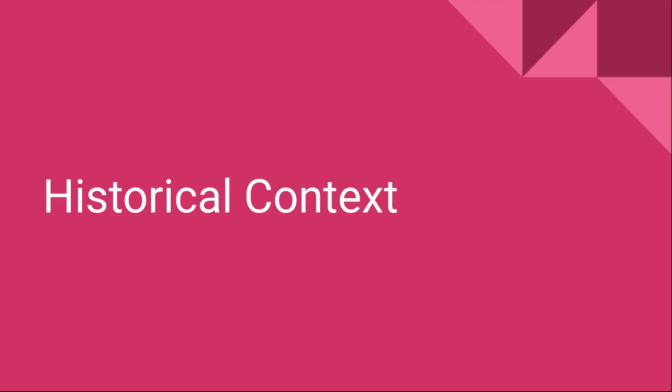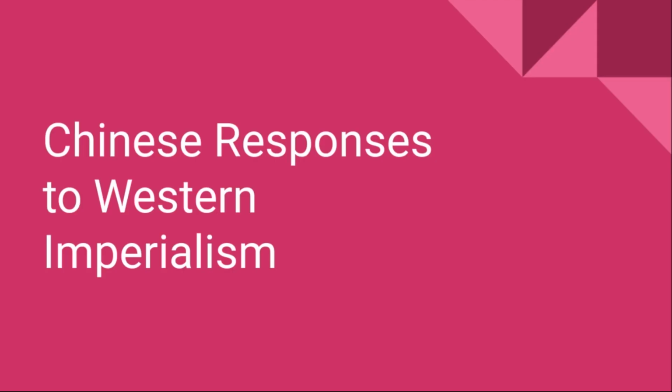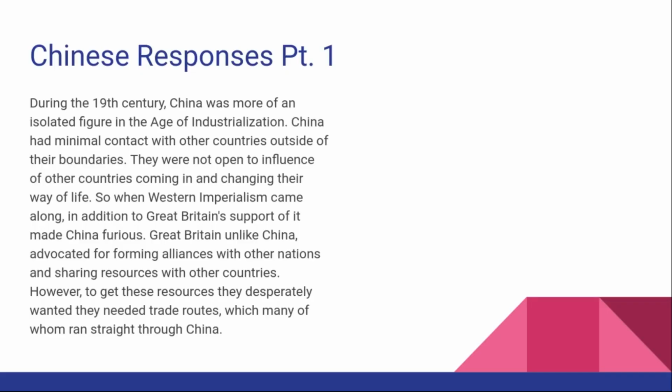An overview of what to expect in our historical context, we have Western imperialism. Chinese and Japan responses varied. Large Western influence on the central civilizations, and wars and rebellions, Opium and Zulu Wars, along with Boxer Rebellion. Chinese responses to Western imperialism.